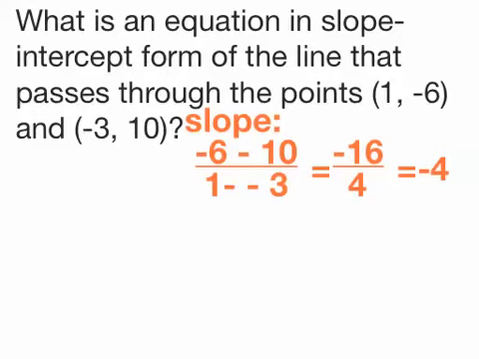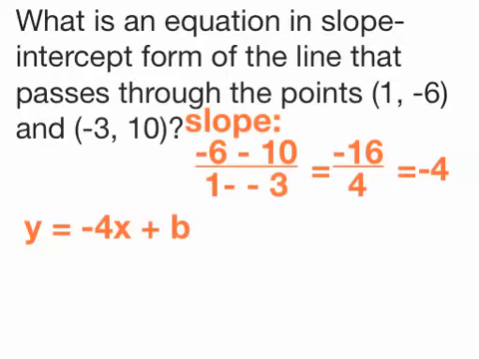So now I know the slope, but they're asking me to write an equation in slope-intercept form of the line. I'm not given my y-intercept. There is a way that we can find it though. So I'm going to go ahead and plug in -4 for the slope in the equation y equals mx plus b. So I'm going to say y equals -4, because that's what I just found as my slope, x plus b. I still don't know what b is though.